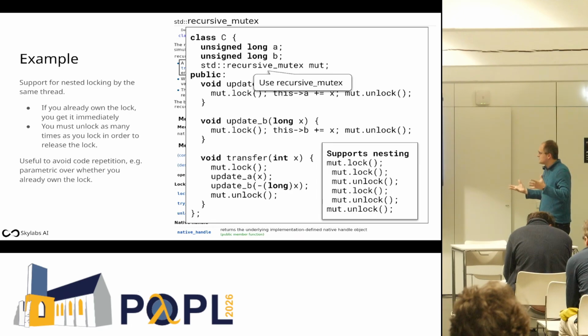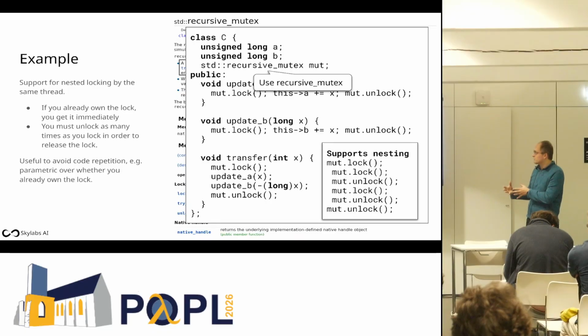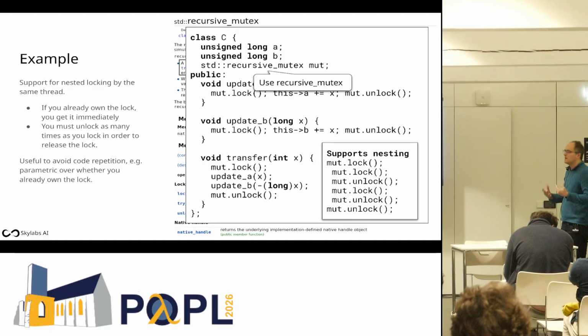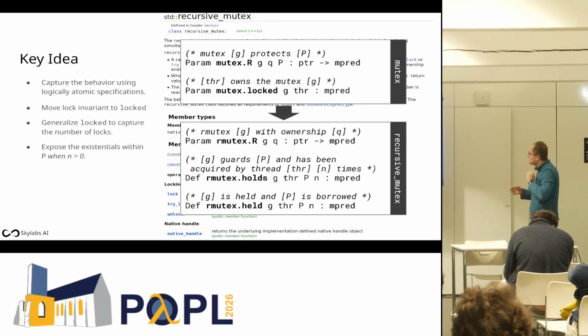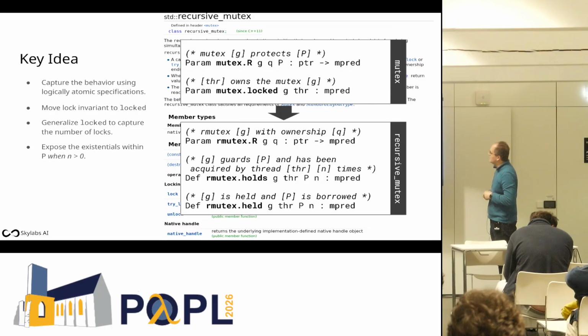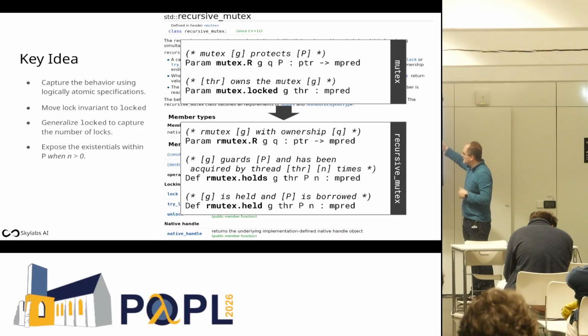And now the question is, can we write a specification for recursive mutex that looks and feels like mutex in the way that people are used to? Hey, I've got a mutex. Let's just change to a recursive mutex so I can handle these new patterns. And what does that actually look like? So here I've got the mutex specification above, and here's the recursive mutex specification below.